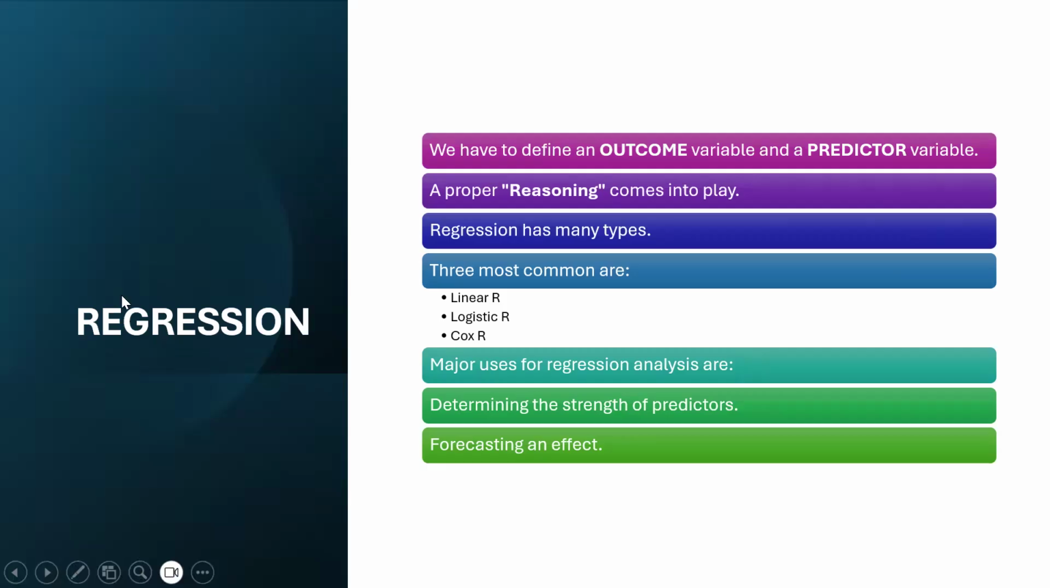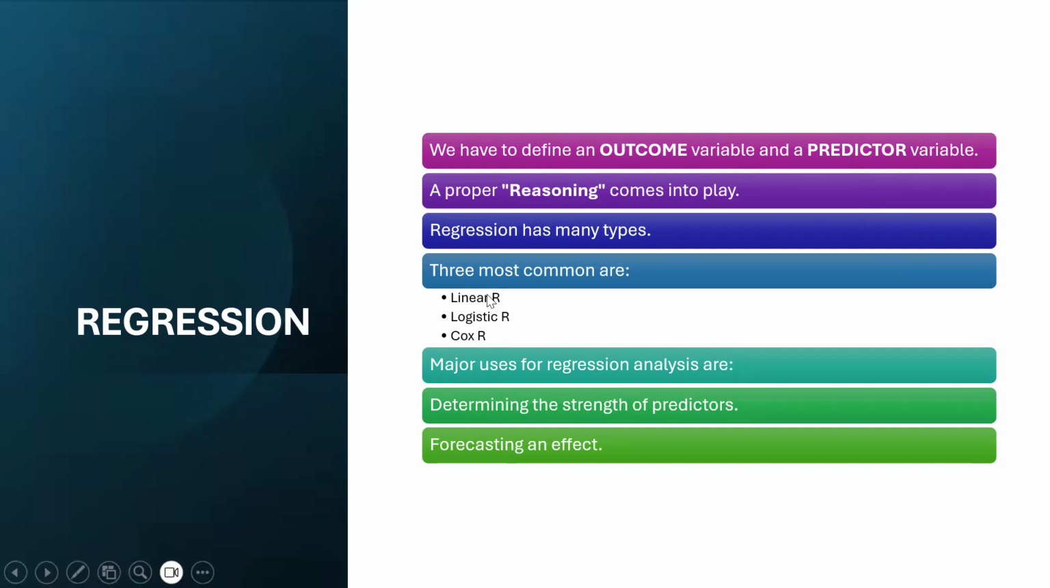Okay. So, what is regression? Once again, we have to define an outcome variable and a predictor variable. We have to identify which one is dependent and which one is not. In correlation, we were not doing that. We were just putting them both in the same box. A proper reasoning comes into play.